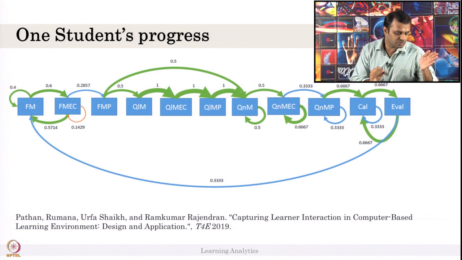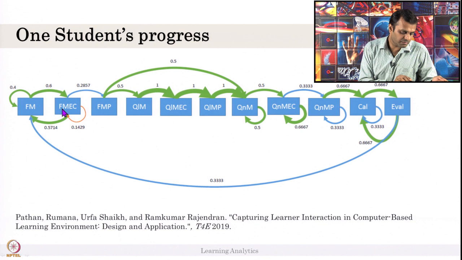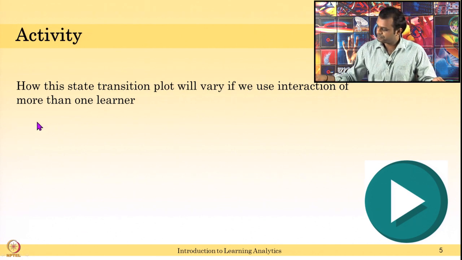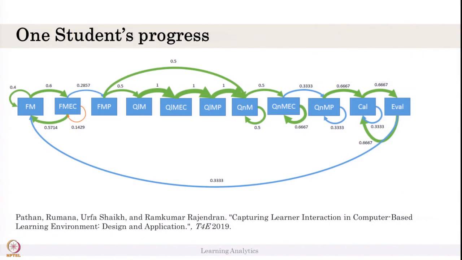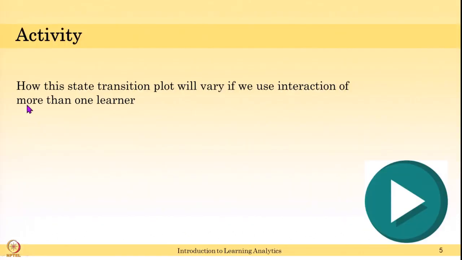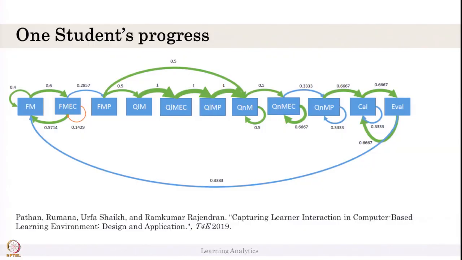The student who started with the functional model did the contextualizations, then planned a bit, but most of the time goes back to the functional model. See the 0.57 compared to 0.285, most of them are going back to the functional model. There is a self loop, and the student is kind of going around.